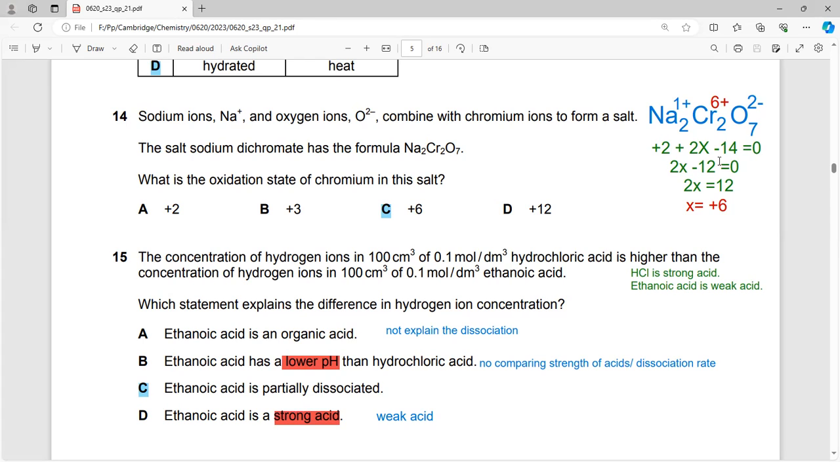We're going to solve this equation. -14 and +2 will become 2x minus 12 is equal to 0. Here we have -12, which is minus, on the other side it becomes plus, and 2 is multiplying, on the other side it divides. That will produce x equal to +6. So the oxidation state of the chromium is +6. Now in this equation, you may be wondering why I put 0 on the right side. Because there's no charge on the sodium dichromate.